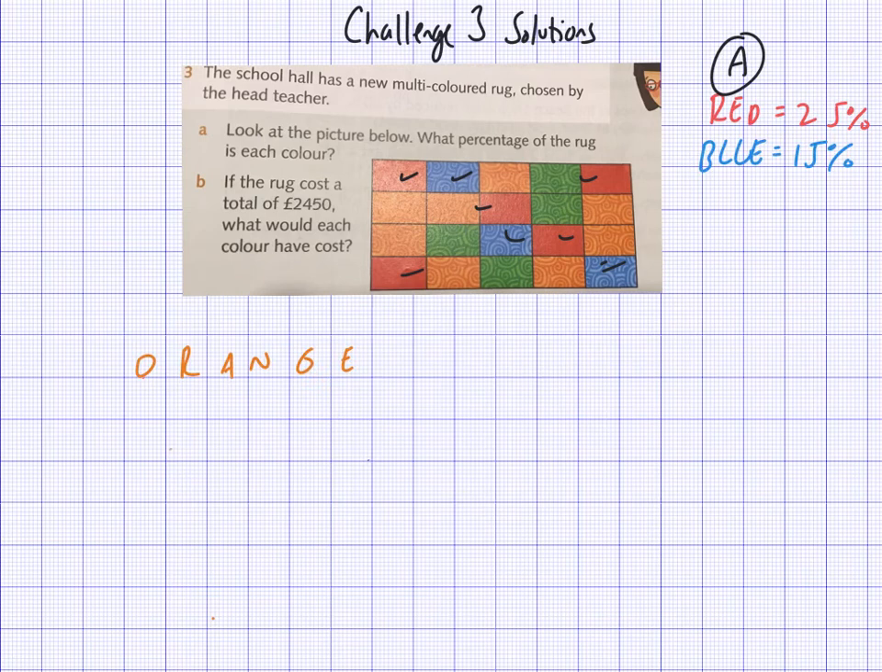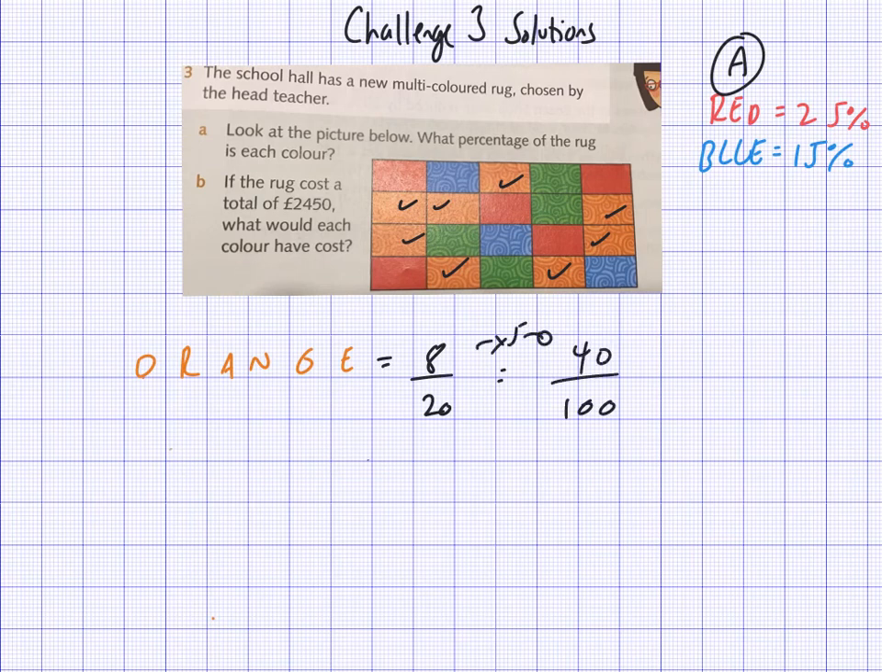There is 1, 2, 3, 4, 5, 6, 7, 8 oranges, 8 20ths. Changing that into hundredths, again we're timesing by 5, and 8 5s are 40, so 40 hundredths. So for the orange, that means 40% of the rug is orange.